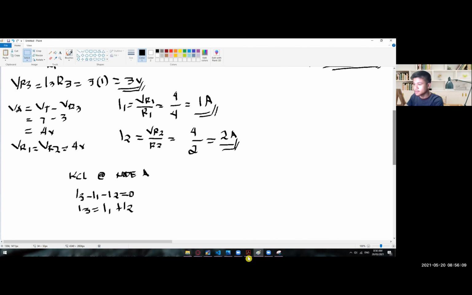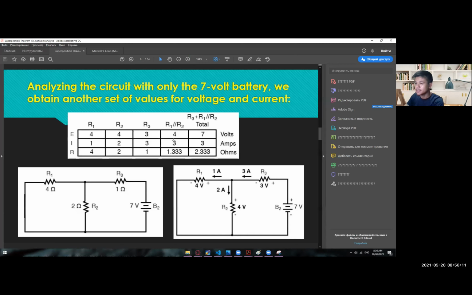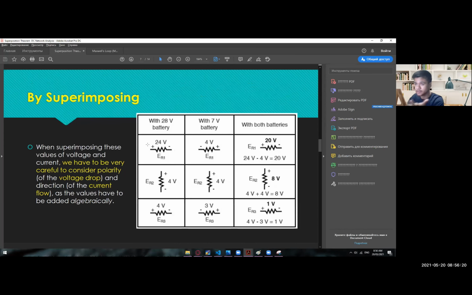All right. So once you already have the results in the first set and then the second set, you can now combine them. Once you combine them, we call that superimposing. When superimposing these values of voltage and current, we have to be very careful to consider the polarity of the voltage drop and the direction of the current flow, as the values have to be added algebraically.